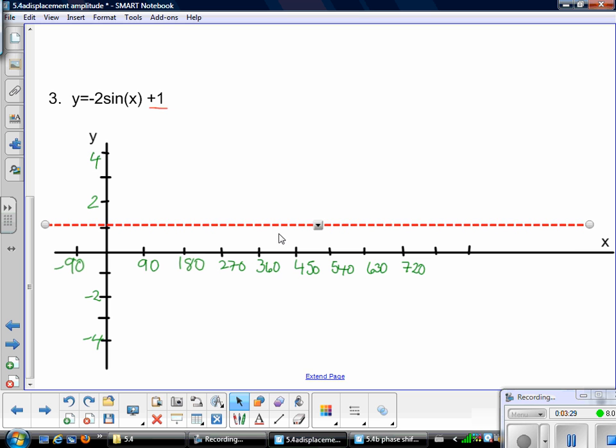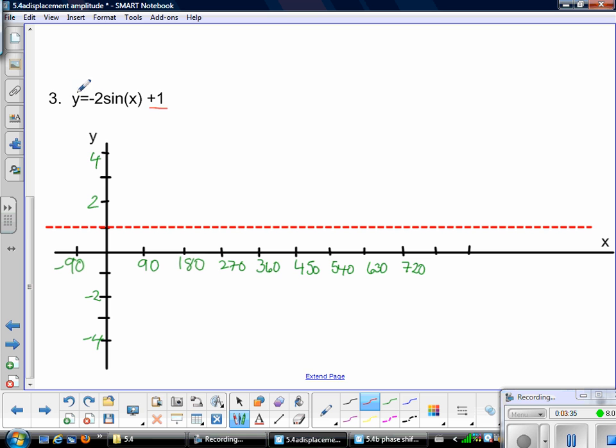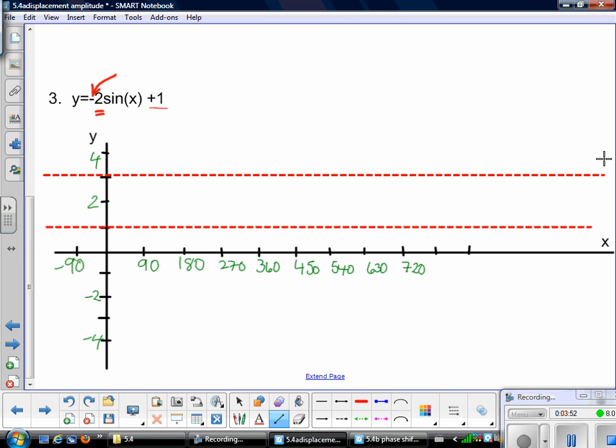The next thing that I look at, it says -2. Now we haven't had a negative before, so that's important to know, okay? And we're going to have to deal with that. But first of all, I'm interested in where it has to ping pong. It has to ping pong above and below our middle line. So again, we're going to draw that: above, I'm at 3, below, I'm at -1.